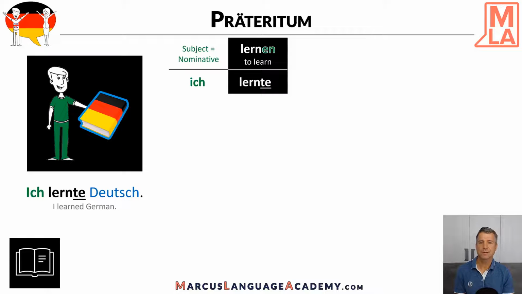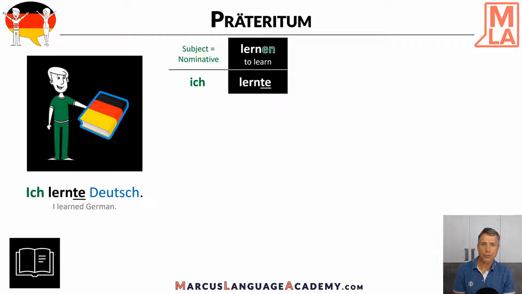For the first person we would say ich lernte. So we have the root of the verb lernen and we add te and that makes it past tense. Ich lernte Deutsch, I learned German. In the image you see the black background color because it's Präteritum. Leo, the person, is green because it's the subject, and Deutsch is blue because it's accusative.